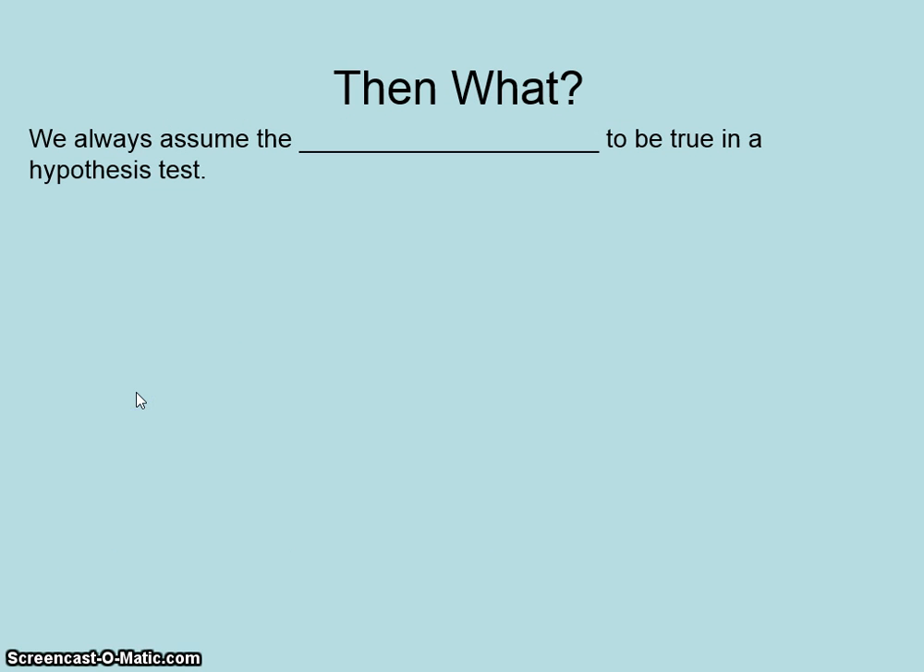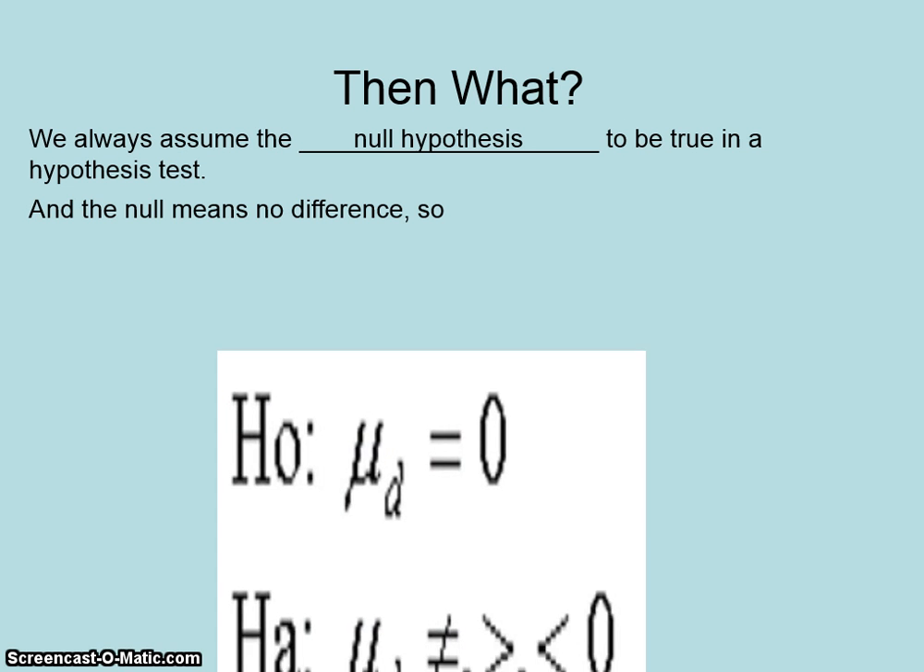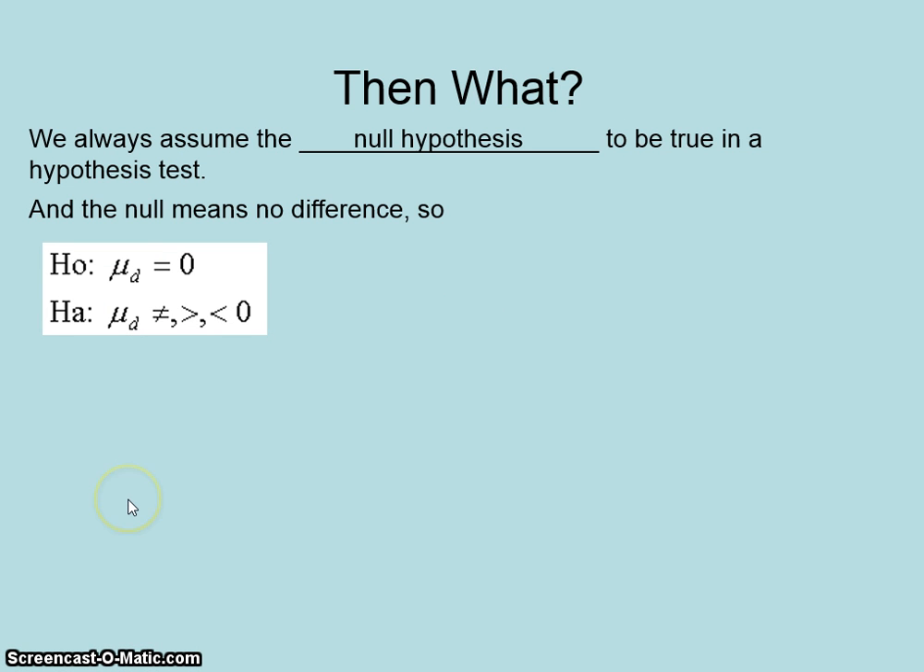Now what's next? Well, we always assume what to be true in a hypothesis test. You start by assuming the null hypothesis is true. And the null always means no difference. So therefore, this is what the H0 and the HA is going to look like for this type of test. Back to a 1-sample test. So we don't have 2 different population values here we're comparing. We're comparing 1 population, just the differences, the mean of our differences, we're comparing it to 0. Because the null is assuming there's no difference in anti-lock brakes.